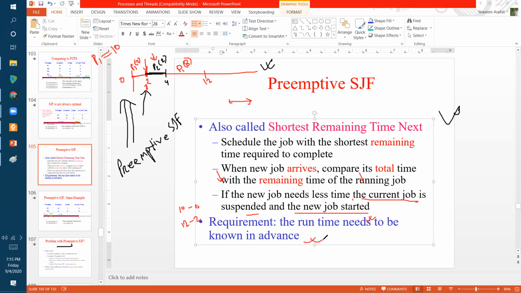The runtime of each process must be known to the scheduler. Otherwise the scheduler cannot determine which job should be run right now.